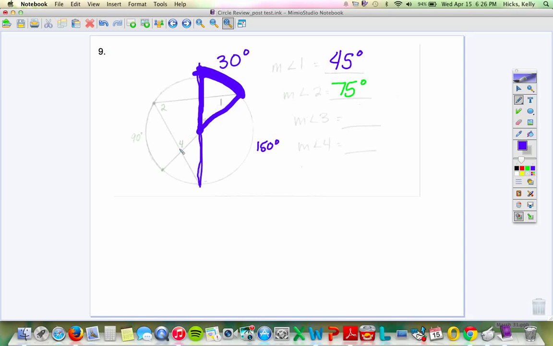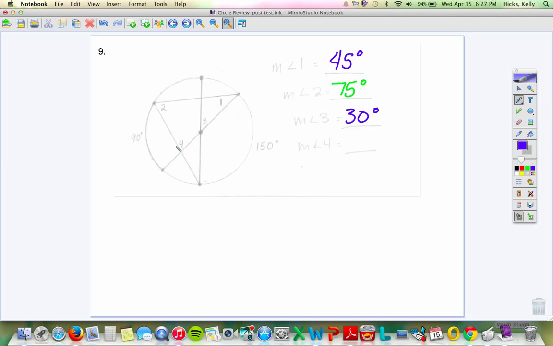All right, when it's an inscribed angle, the inscribed angle is half of the arc measure. A central angle is exactly the same as the arc measure. So angle 3 is going to be 30 degrees. Central angles are the same as the arc measure. All right, let's do the last one.